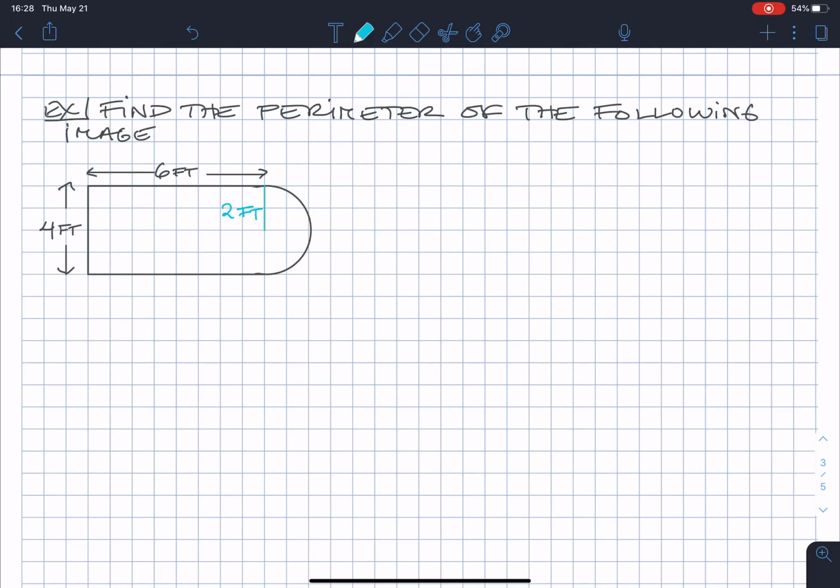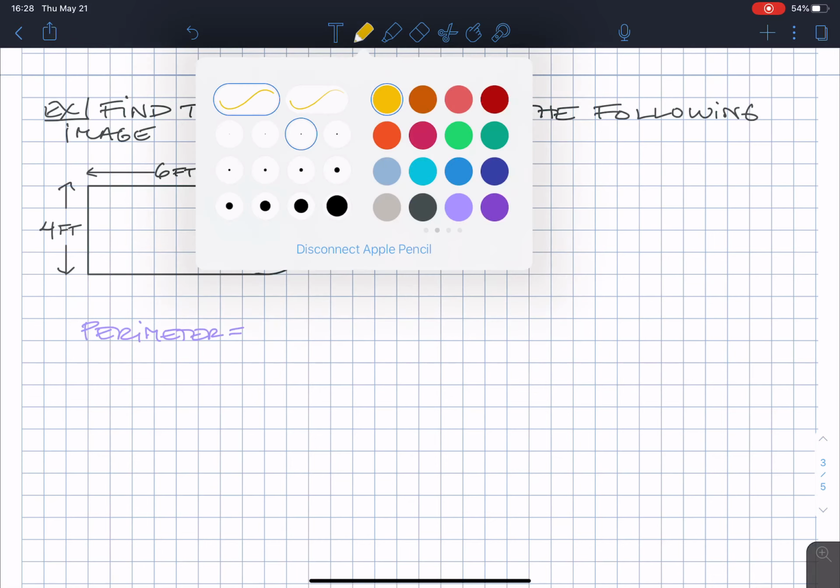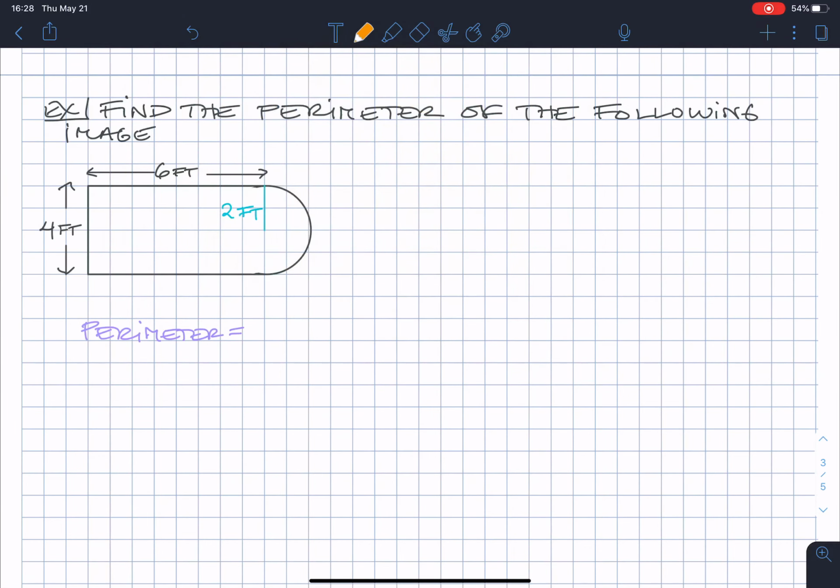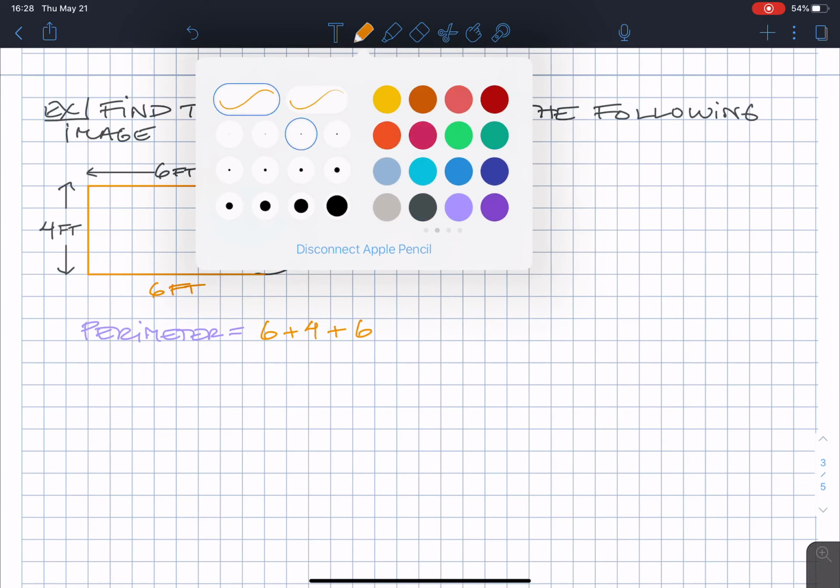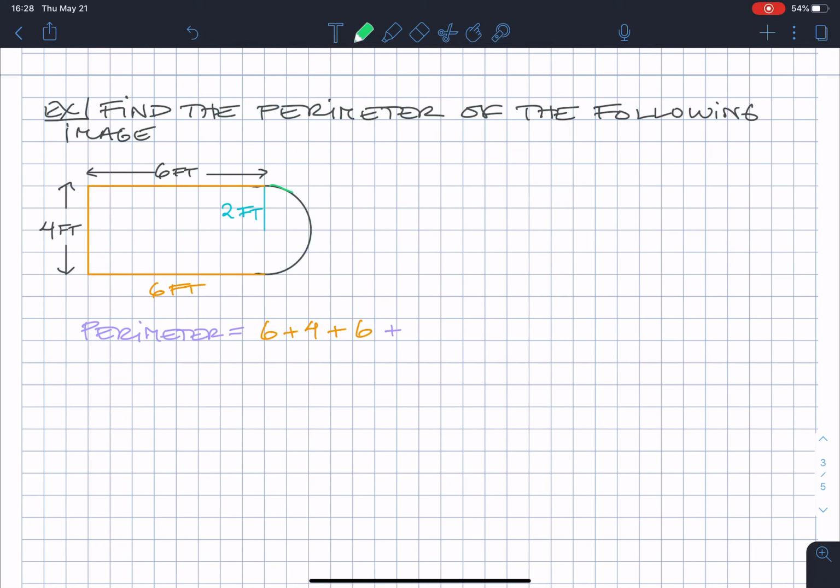Okay, so what is the perimeter here? So the perimeter is going to be, well, first I need to take the perimeter of the 3 sides of the rectangle. Well, this bottom is also 6 feet, so it's going to be 6 plus 4 plus 6 for the rectangle. But then the circumference here of this circle is only half.